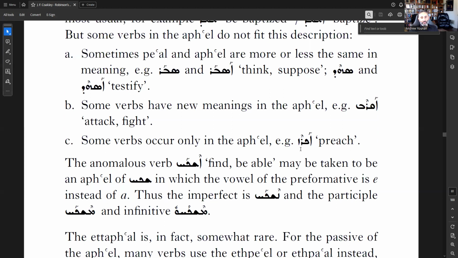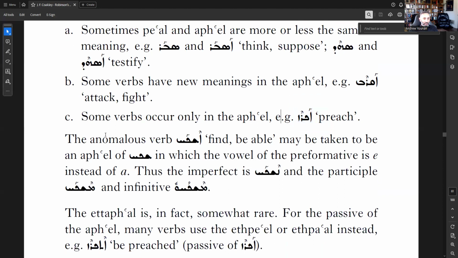Some verbs have new meanings in the af'al. Aqriu means to attack or fight, whereas you wouldn't be able to guess that based on qariu, which means to approach. Aqriu means you're going to fight somebody. I guess you can think about it like you get up in somebody's face and you want to fight them, but it's hard to guess. Yet again, look it up. Some verbs occur only in the af'al. Akriz. So this is the only form you're going to find of this word.